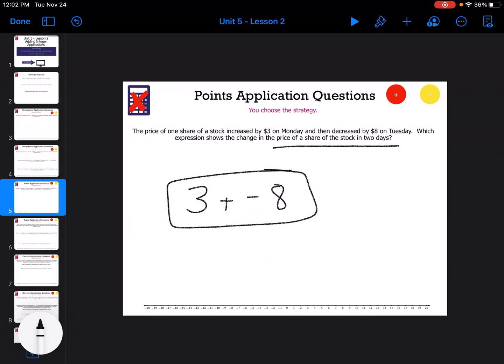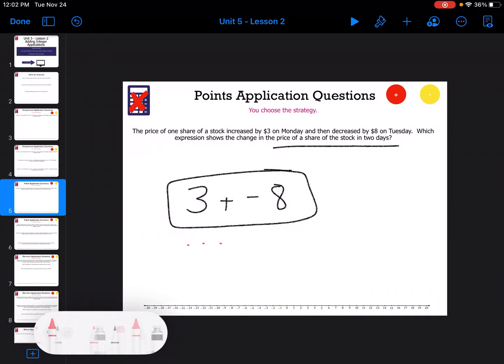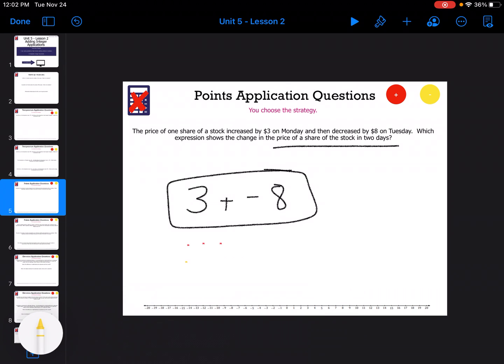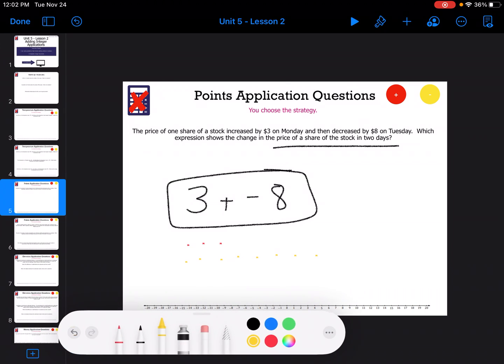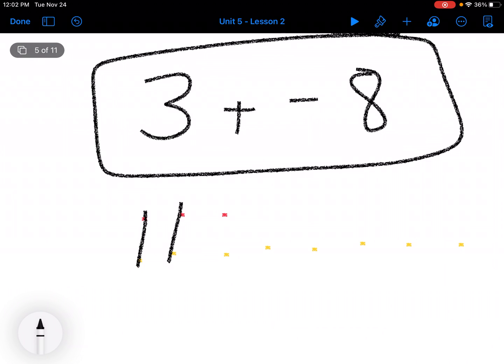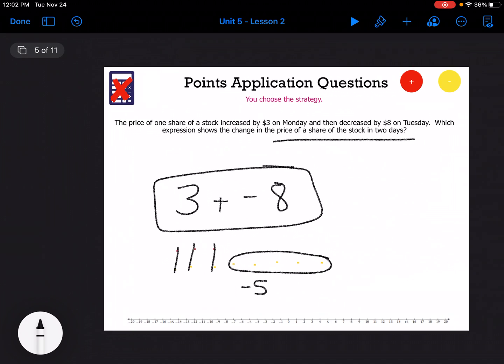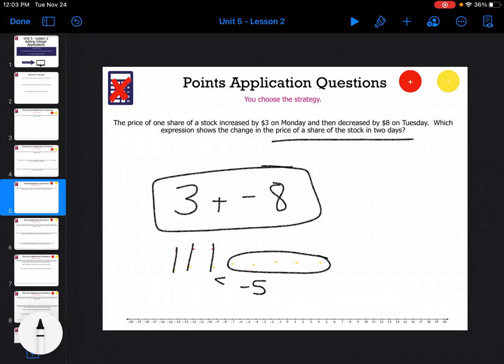And then to figure it out, I can use my chips. So I have 3 positives, 1, 2, 3, and I have 8 negatives, 1, 2, 3, 4, 5, 6, 7, 8. And then I'm going to cross them out and make my 0 pairs. So that's 1, 2, 3 0 pairs. And I'm left with 5 negatives. So if they wanted us to, it would be a negative $5 change.